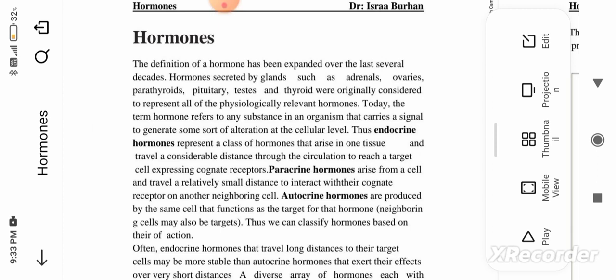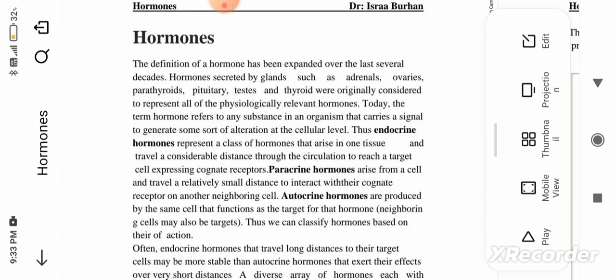My topic is hormones. The definition of hormone has been expanded over the last several decades. Hormones secreted by glands such as adrenal, ovaries, parathyroid, pituitary, testes, and thyroid were originally considered to represent all the physiologically relevant hormones. Today, the term hormone refers to any substance in an organism that carries a signal to generate some sort of alteration at the cellular level.